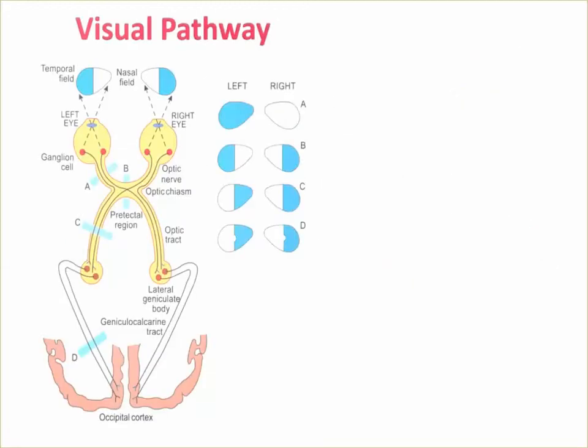Okay, now coming to the visual pathway. So here we can see that this which is shown is the nasal field. These are the nasal fields, and this is the temporal field for each eye. So let us first identify. This is the left eye, and this is the right eye on this side. So we can see that this is the nasal field, and laterally it is called the temporal field.